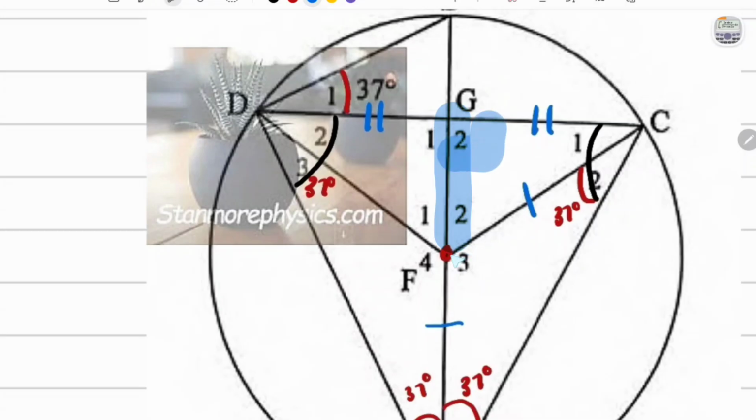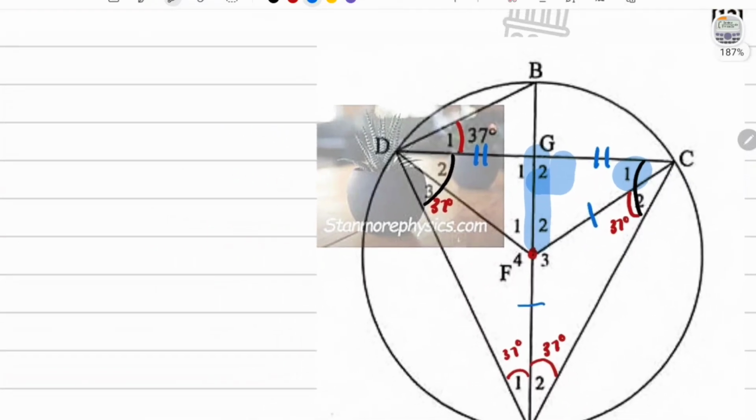We know the radius is 20 units, so FC is 20 units. All we would need to do is use trigonometry to find this, by finding the angle C1. If you find angle C1, you can use one of the trig functions to find FG. Okay, so all maths is related.